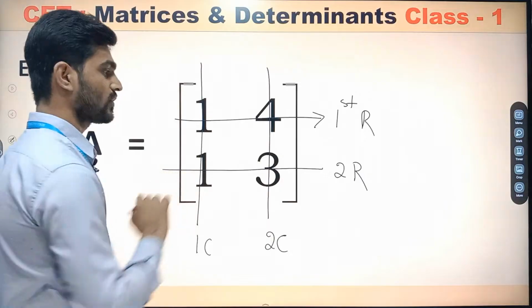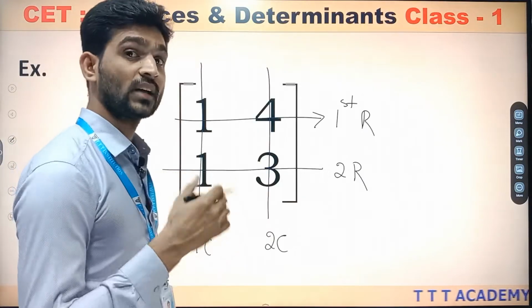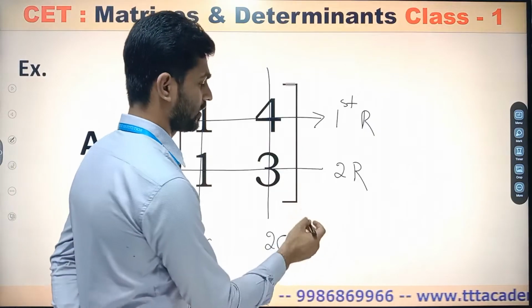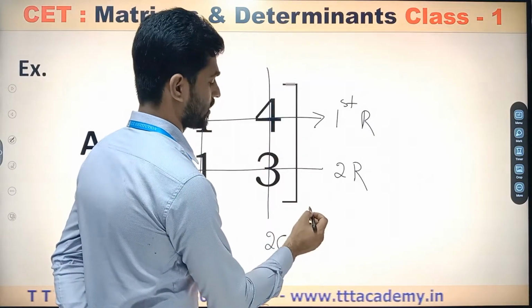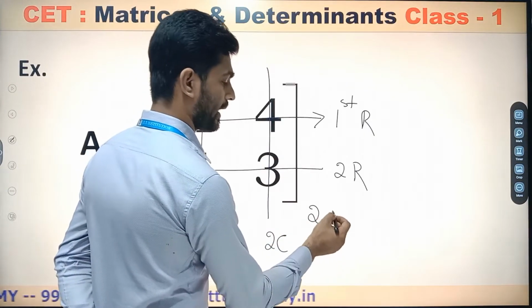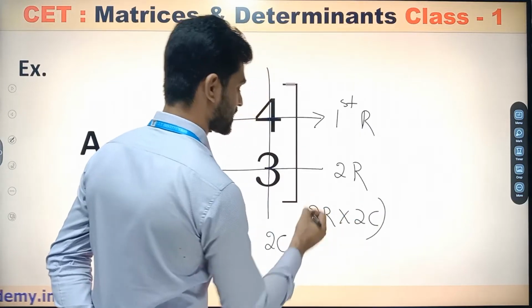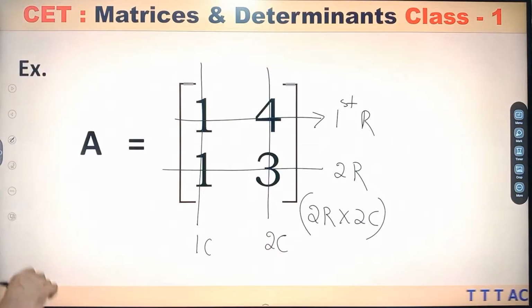So what is the size of matrix? Size means order. How many rows are there, how many columns are there, that expresses the order. Here there are 2 rows and 2 columns. This expresses the order of matrix.